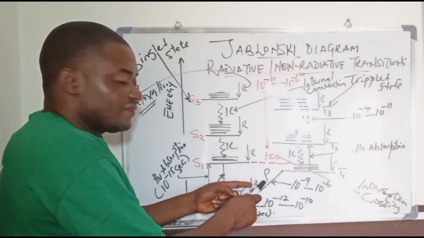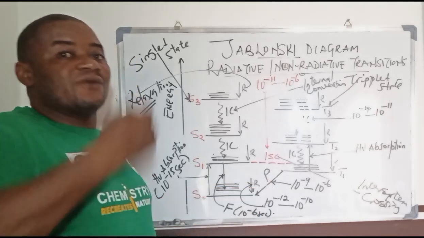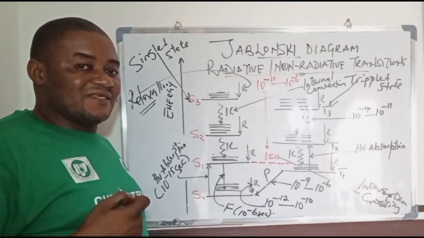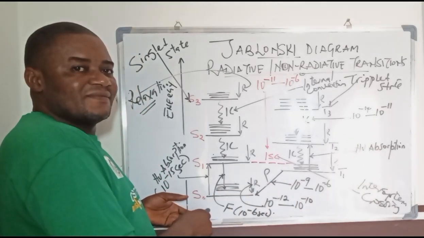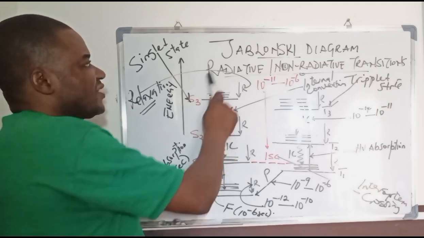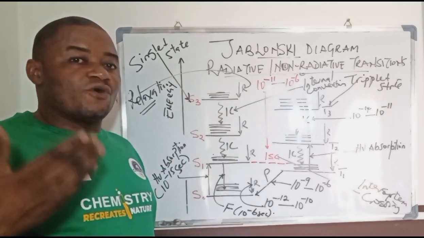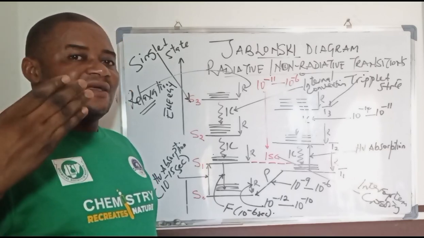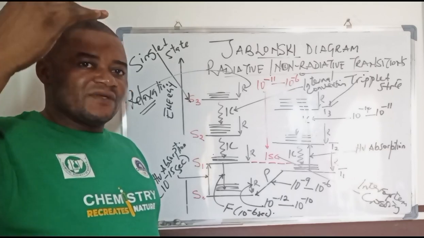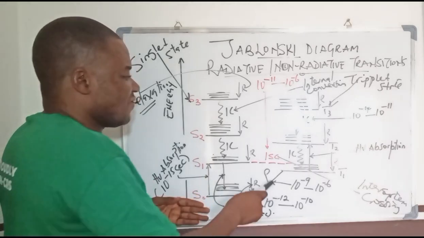While the phosphorescent transition will also give out light when it loses energy and decides to fall from the triplet state to the singlet state. So there are two basic types of radiative transitions that will always give out what? Light or radiation, or emission of radiation in the course of their fall from the high energy level to the lowest energy level, and that is fluorescence and phosphorescence.